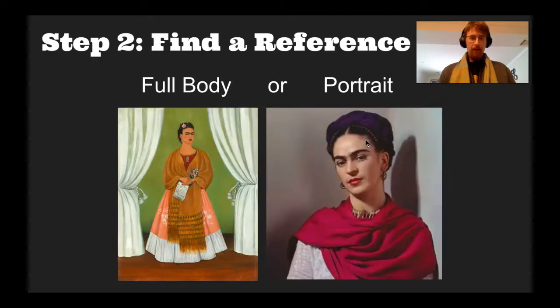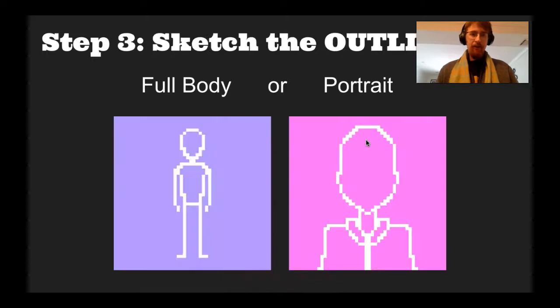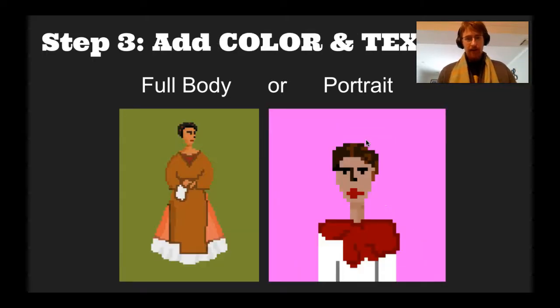So when you're looking for a reference photo, just try to pay attention to what the symmetrical parts and the asymmetrical parts are, so that you know which tools to use. And then I'm going to be demonstrating how to make an outline sketch and then how to add color or texture onto that outline sketch.